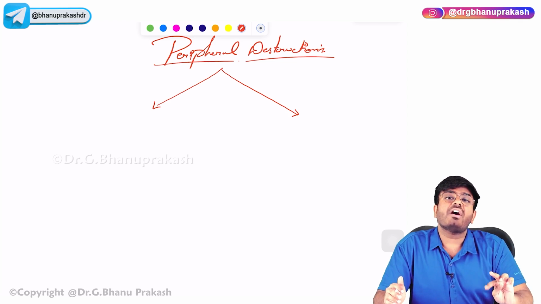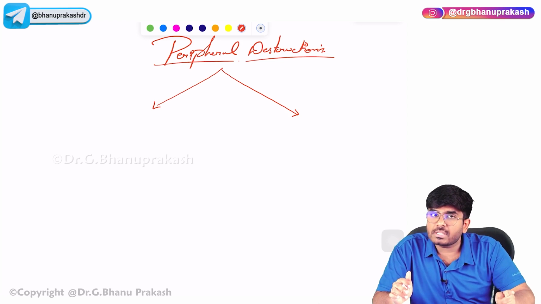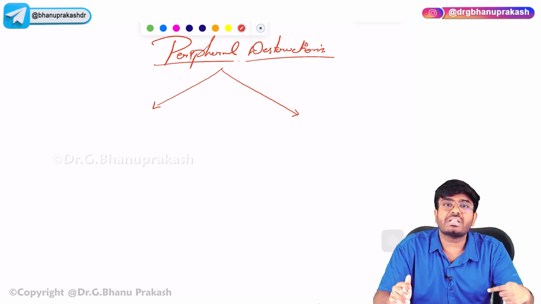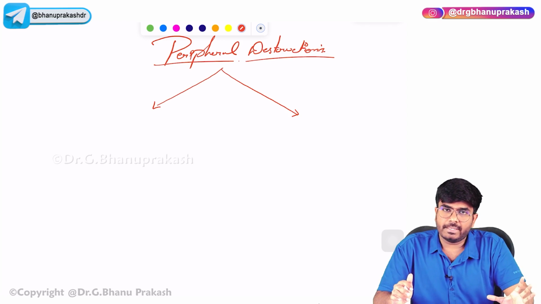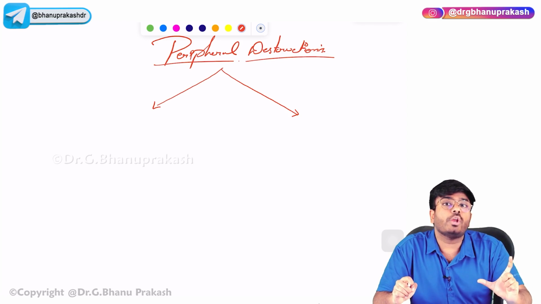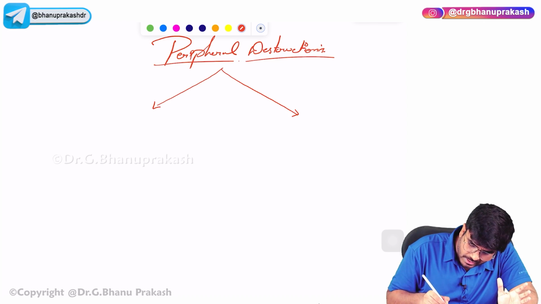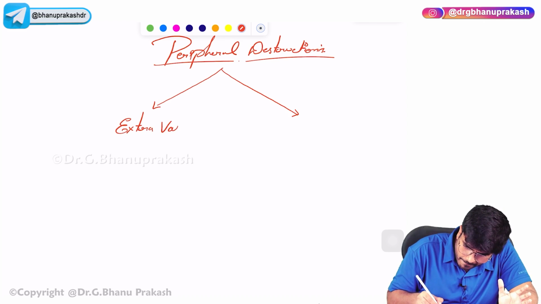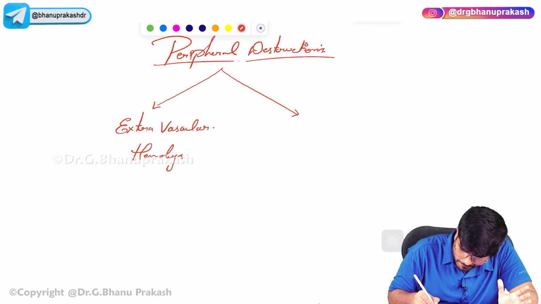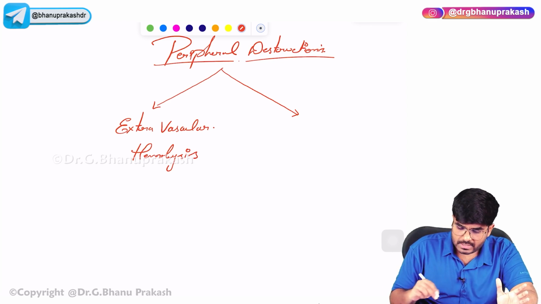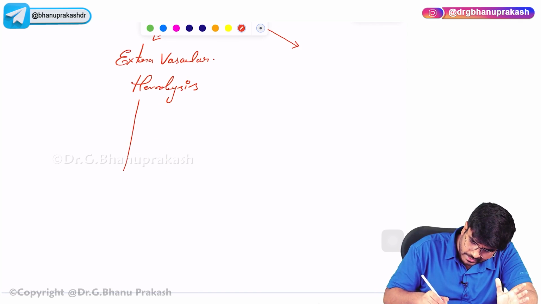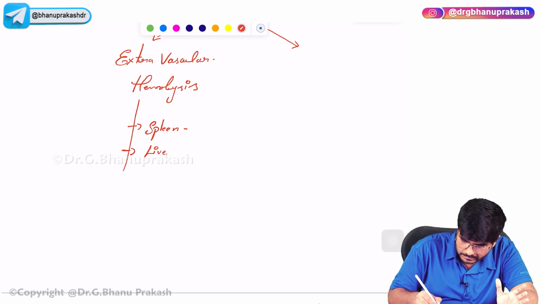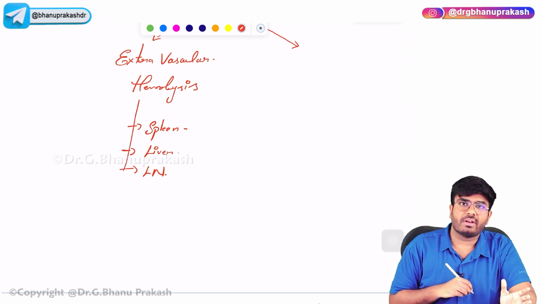These are called extravascular anemias, meaning the RBCs are not getting destroyed within the vessels. It's extravascular, meaning within the spleen, lymph nodes, and liver, in the reticuloendothelial system. So peripheral destruction anemias are divided into extravascular hemolysis. Extravascular hemolysis means within where? Within the spleen, liver and lymph nodes.